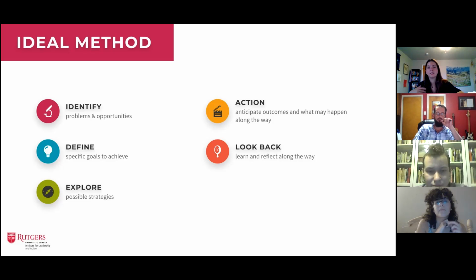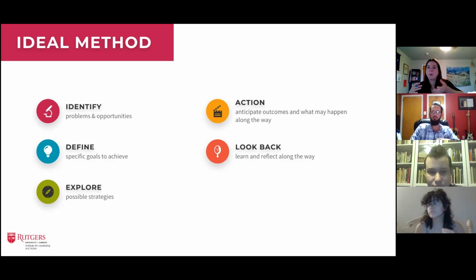Action means anticipating outcomes and what may happen along the way. So you're thinking ahead, right? You're anticipating what's going to happen next. And looking back, you want to learn and reflect on all the steps that came before and think about, if this problem comes up again, am I going to be able to solve it in the same way? Was this a good way for me to go about solving this problem?